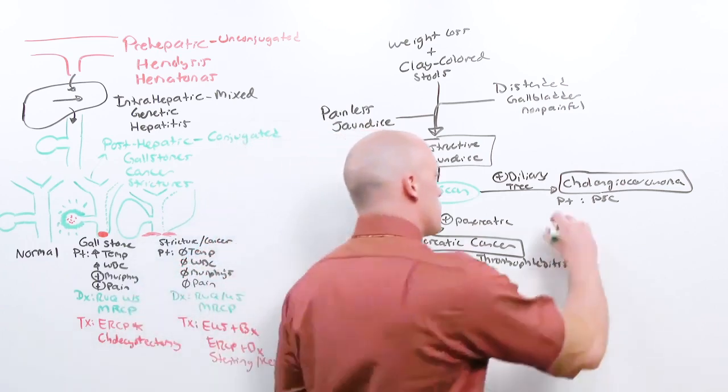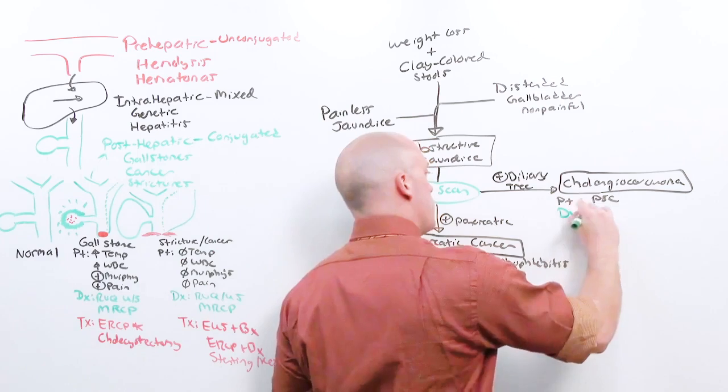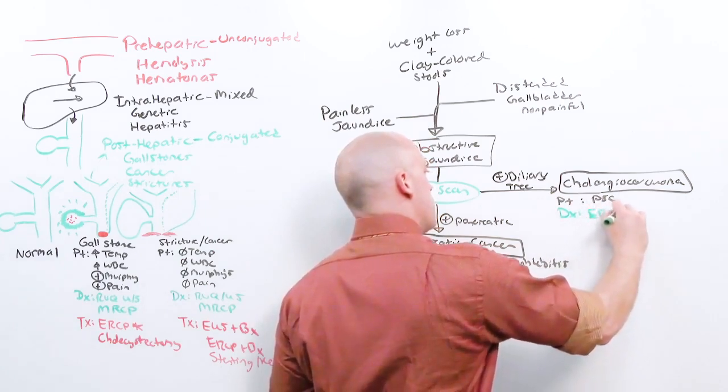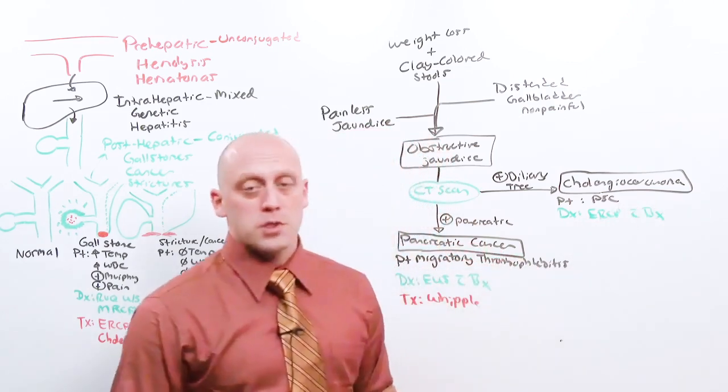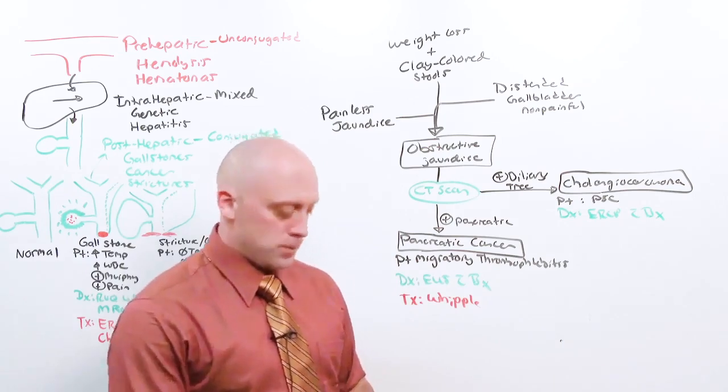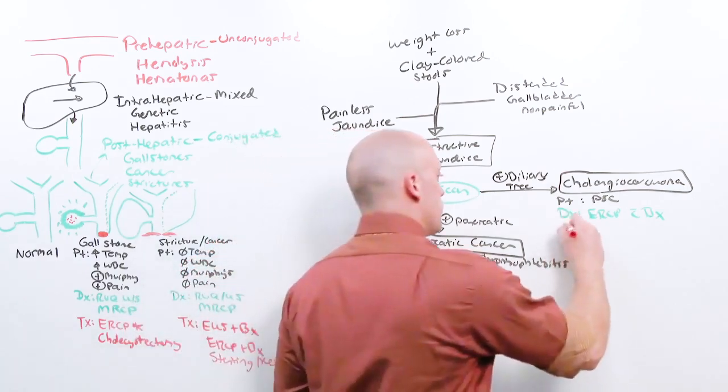And because cholangiocarcinoma is in the lumen of the biliary tree, the ERCP with biopsy is better than the endoscopic ultrasound because you'll be able to see it as you go up with the camera. Treatment is with resection.